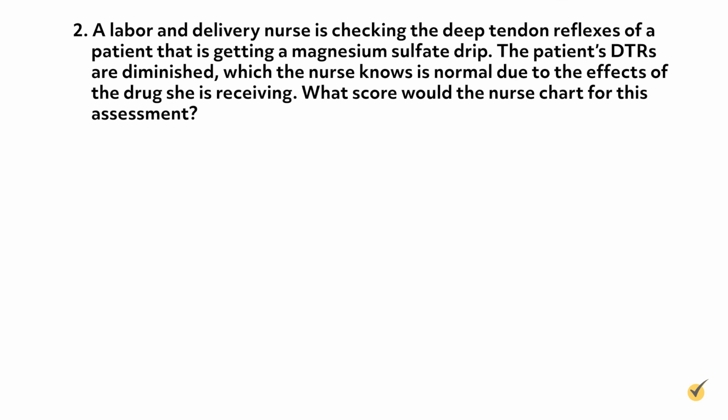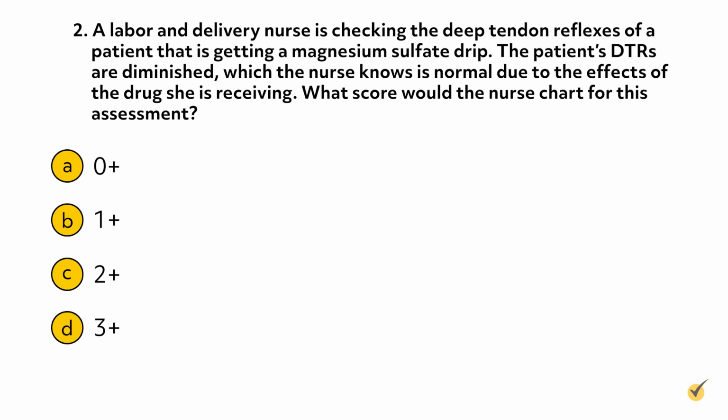Number 2, a labor and delivery nurse is checking the deep tendon reflexes of a patient that is getting a magnesium sulfate drip. The patient's DTRs are diminished, which the nurse knows is normal due to the effects of the drug she is receiving. What score would the nurse chart for this assessment? A, 0, B, 1, C, 2, D, 3.